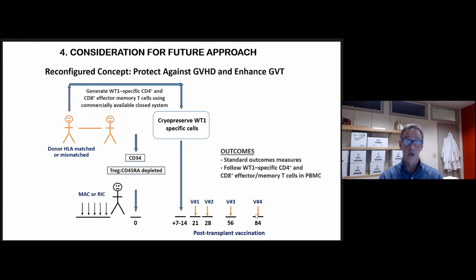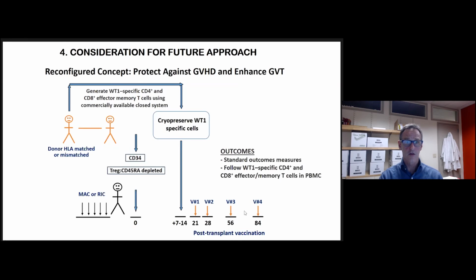the recipient. The FDA is much more lenient to vaccinating a cancer patient than they are to vaccinating a healthy donor. And then you'd have all the standard outcome measures. And of course, you would follow WT1 specific CD4, CD8 effector memory T cells in the peripheral blood and see if you're increasing their persistence with post-transplant vaccination.